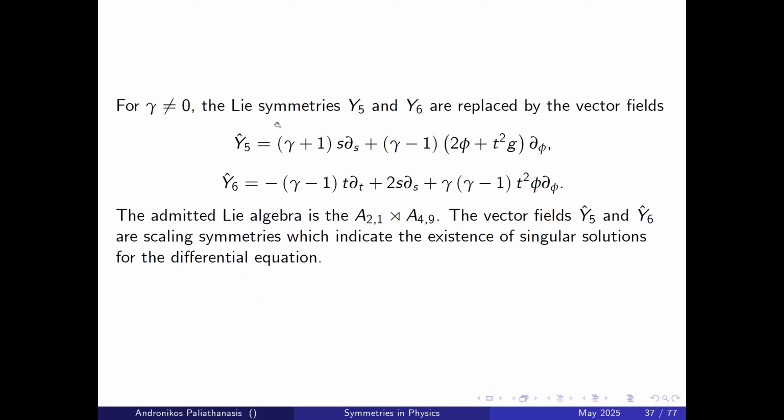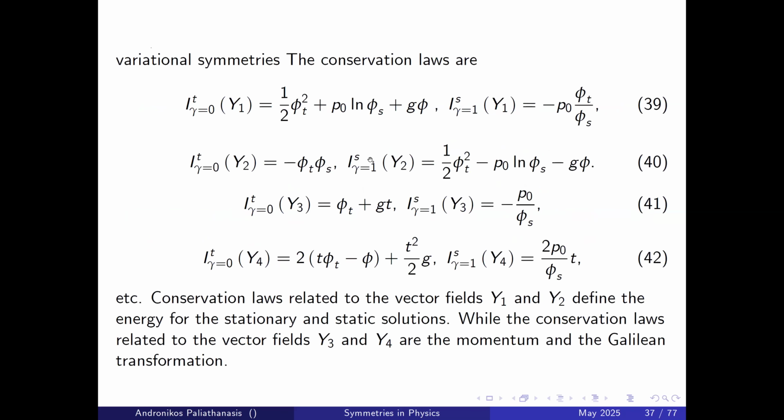For gamma non-zero, the same previous symmetries exist, where now Y5 and Y6 are replaced by these two expressions, and they form a different algebra. But not only are these symmetries Noether symmetries, we found for the first case that Y1, 2, 3, 4, and the combination of Y6 and Y5, is also a variational symmetry. So the corresponding conservation laws, I just presented the first ones, are these.